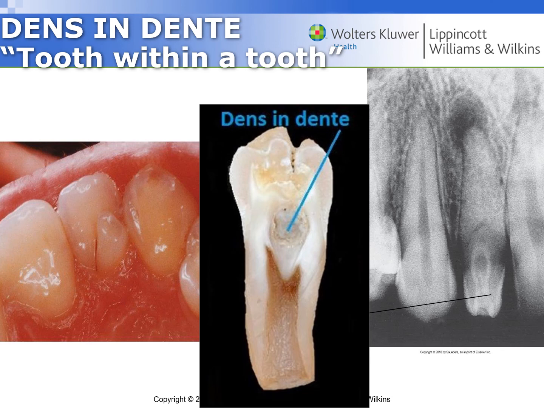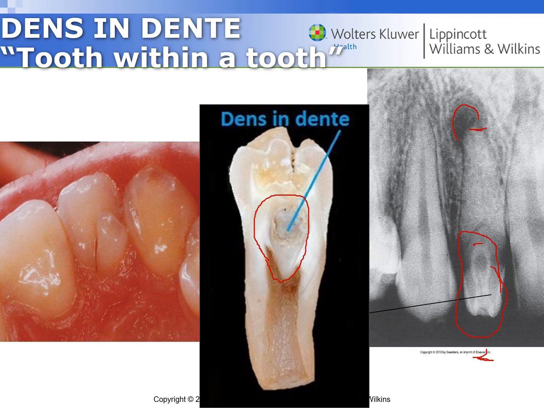So this is dens in dente. It means a tooth within a tooth. You can see here, there's a tooth bud right here in the middle of this other tooth. It's just kind of weird. And here, this is what it looks like on a radiograph. You can see this spot right there. This also has an abscess down here. You can see that big dark area around the periapical of the root.